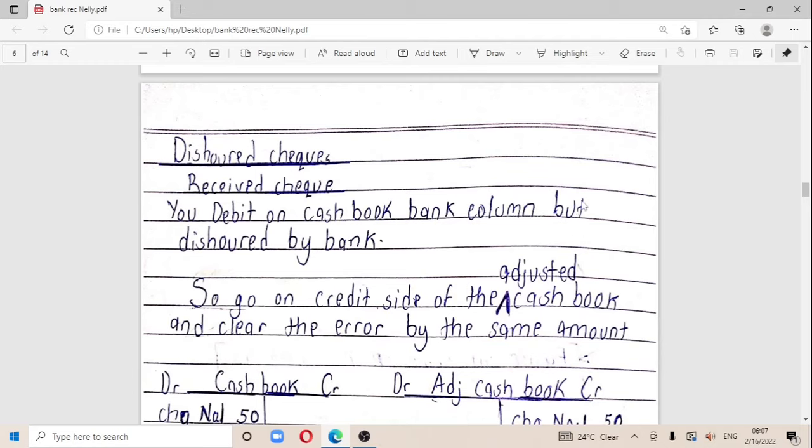But remember, once you write it in your cash book, and then you take this check to the bank, they dishonor this check. There are reasons why a check may be dishonored: it may be expired, it may be fake. So read more on why a check may be bounced or dishonored by the bank. Assuming those are the reasons and your check is bounced, remember earlier on you had debited on your cash book, that is on the bank column. So what do you do here? You're going to go on the credit side.